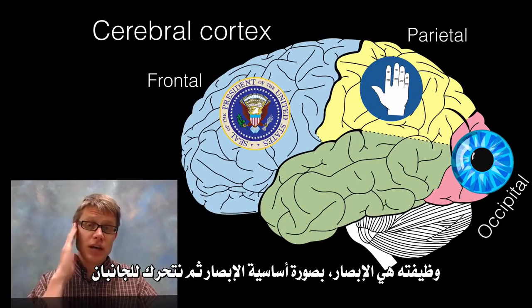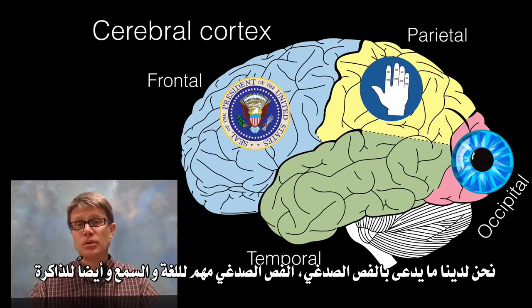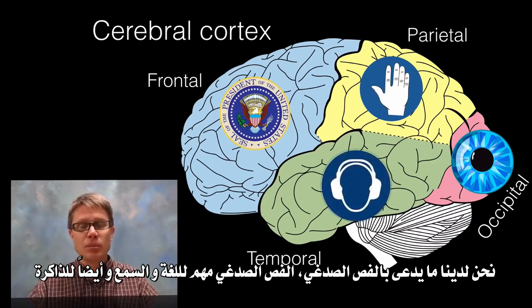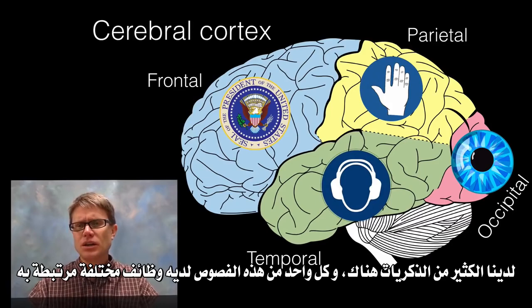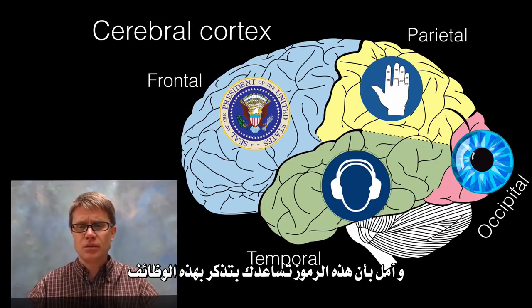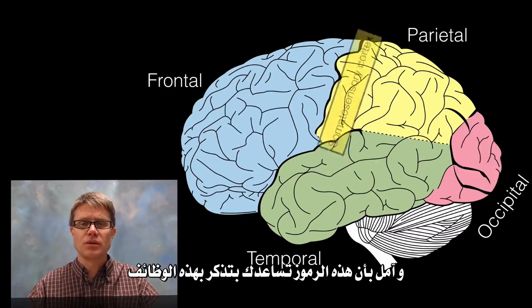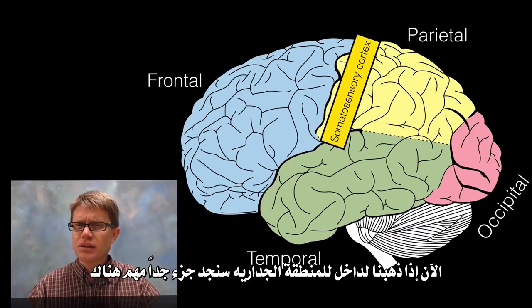And then we move onto the side, we have what are called the temporal lobe. Temporal lobe is going to be important in language. It's important in hearing. It's also important in memory. We have a lot of memories in there. And so each of these lobes have different functions that are associated with it, and hopefully those little icons help you remember those functions.